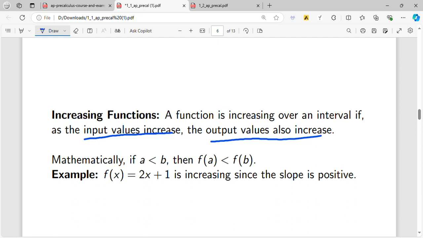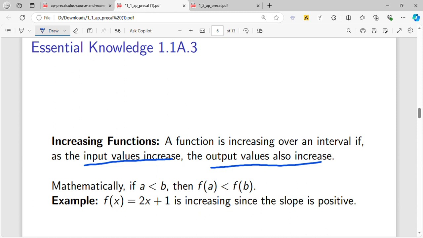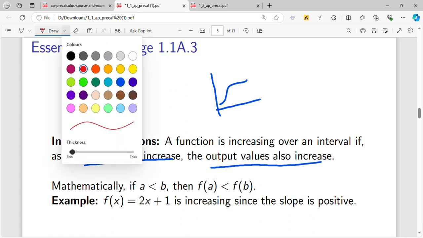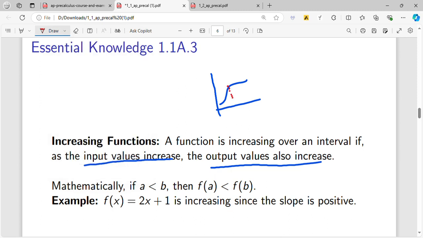For example, if I have a function which looks like this, we know that from the start of the interval till this red point, for each a less than b, so for example we have a over here and b over here, f of a is obviously less than f of b, right?